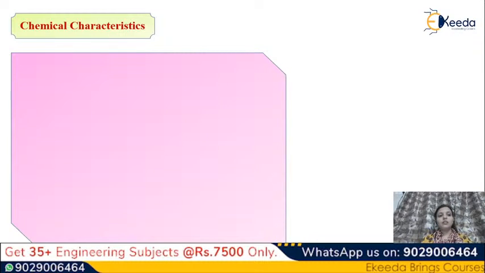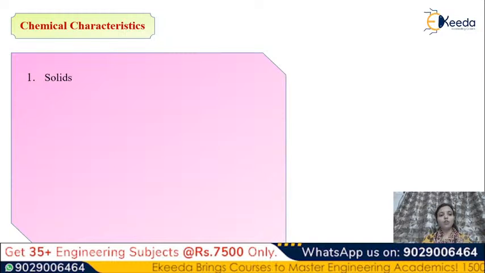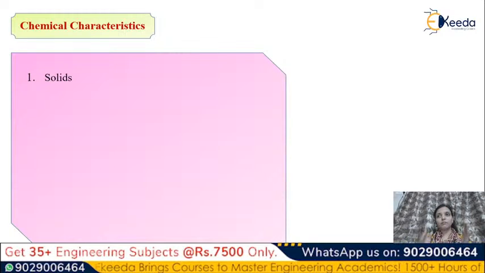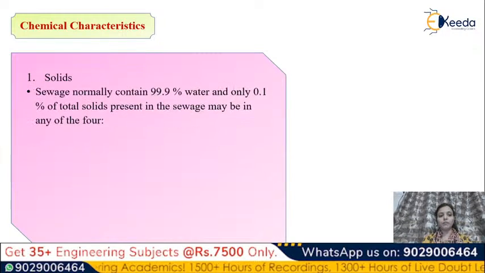The next are the chemical characteristics. So similar to physical characteristics, there are chemical characteristics. So first are the solids. Solids are again divided into total suspended solids, total dissolved solids and total solids. So let's see one by one.